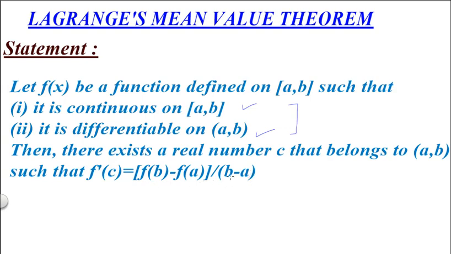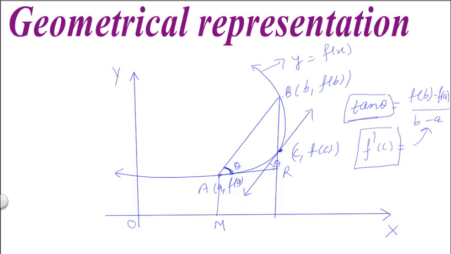Now, how does this happen and how does this come? Let us understand through geometrical interpretation. So, we will go with geometrical interpretation. You see a graph here. Y is equal to f of x. The function is given. We have taken a chord AB and then we have drawn a tangent at point C.